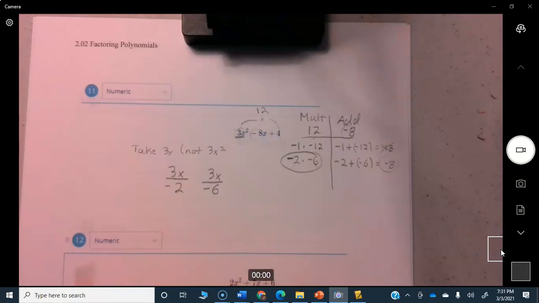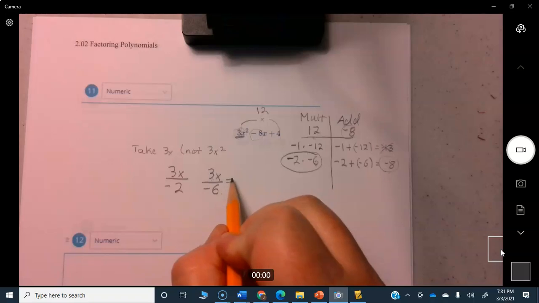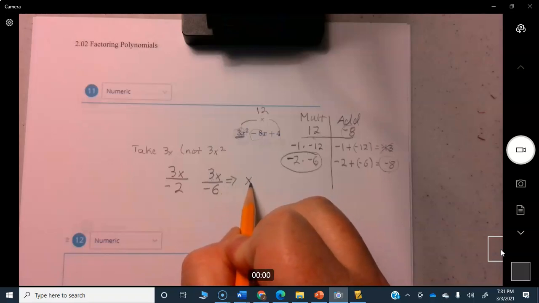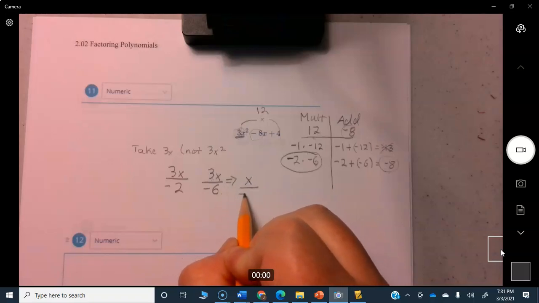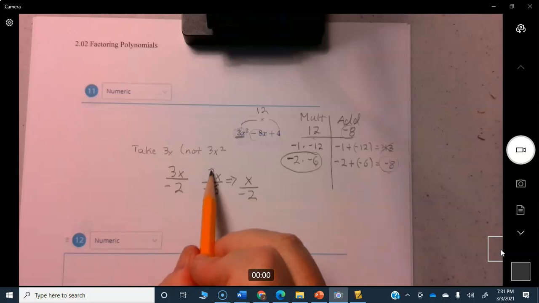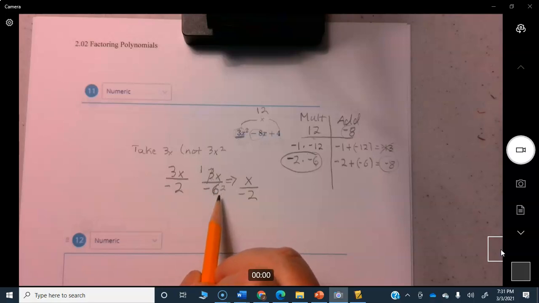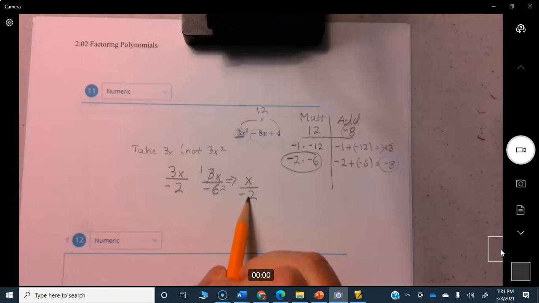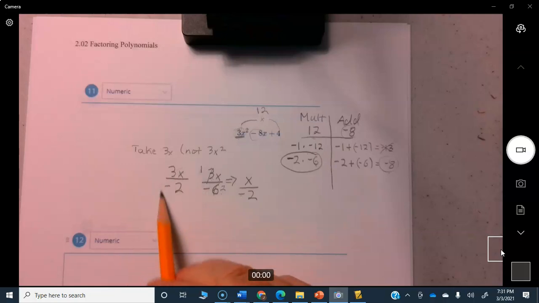So 3 over 2 doesn't reduce. You can't reduce that any further. 3 over -6 reduces. 3 goes into 3 once, it goes into 6 twice. So I can reduce this one down to x over -2. Be sure you're comfortable with that. 3 goes into 3 one time, and 3 goes into 6 2 times. So it's 1x there minus 2. X minus 2. Be sure you're comfortable with how I got that. Just reducing a fraction. Okay, now all you do is you turn these into binomials.